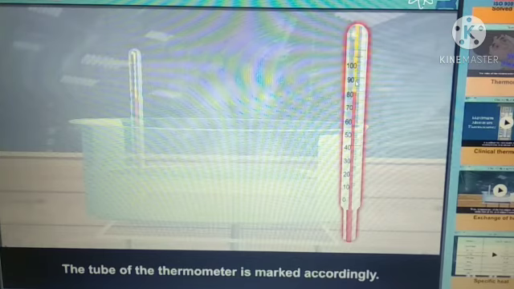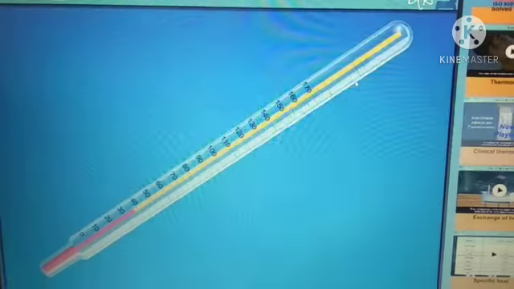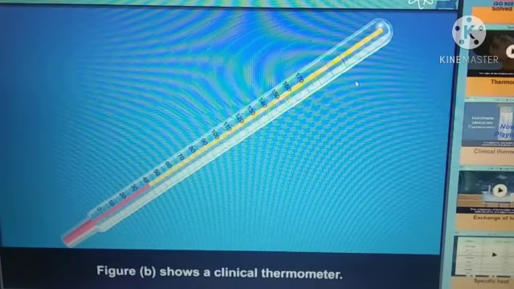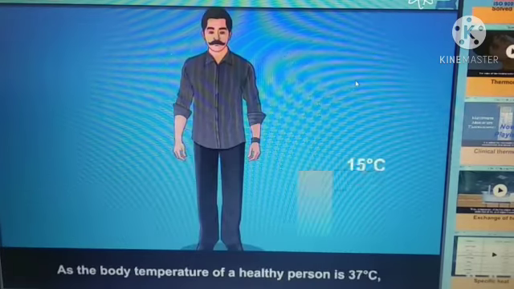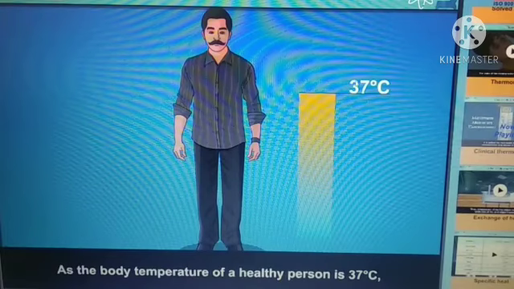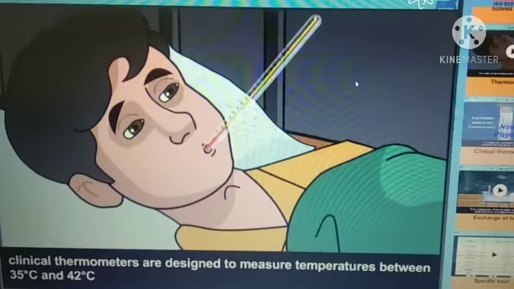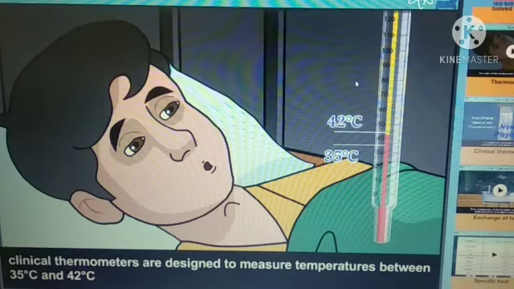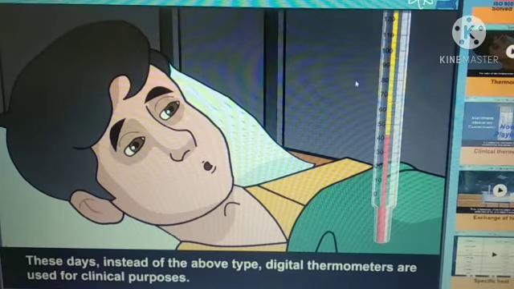Clinical thermometer. The figure shows a clinical thermometer. As the body temperature of a healthy person is 37 degrees Celsius, clinical thermometers are designed to measure temperatures between 35 degrees Celsius and 42 degrees Celsius.